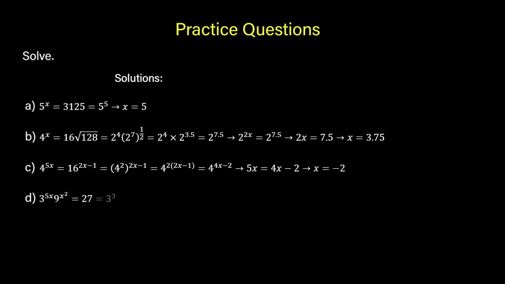D. 27 equals 3 to the power of 3, and 9 equals 3 squared. The left side of the equation can be written as a product of 3 to the power of 5x and 3 to the power of 2x squared, which equals 3 to the power of 2x squared plus 5x. The exponent of 3 on the left side is equal to the exponent of 3 on the right side, and you get a quadratic equation 2x squared plus 5x equals 3, which can be written as 2x squared plus 5x minus 3 equals 0. The expression on the left side can be written as a product of 2x minus 1 and x plus 3, and the roots of the quadratic equation are 0.5 and negative 3.